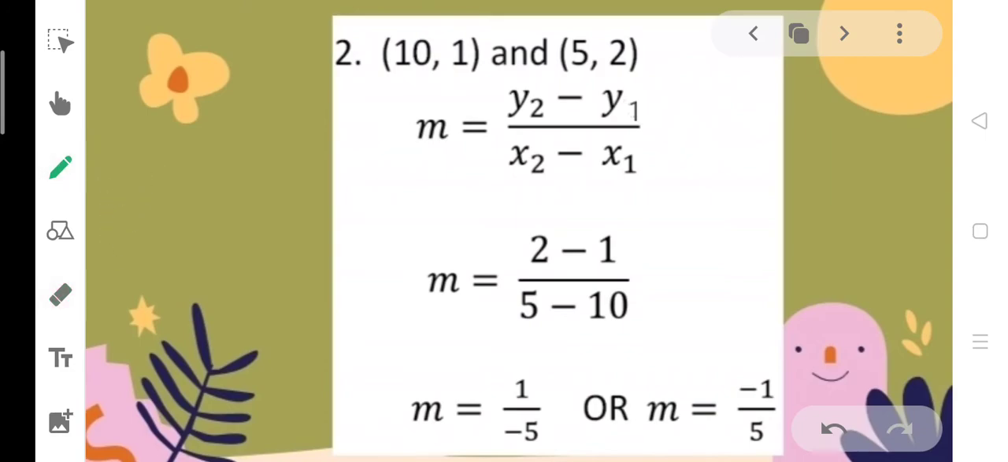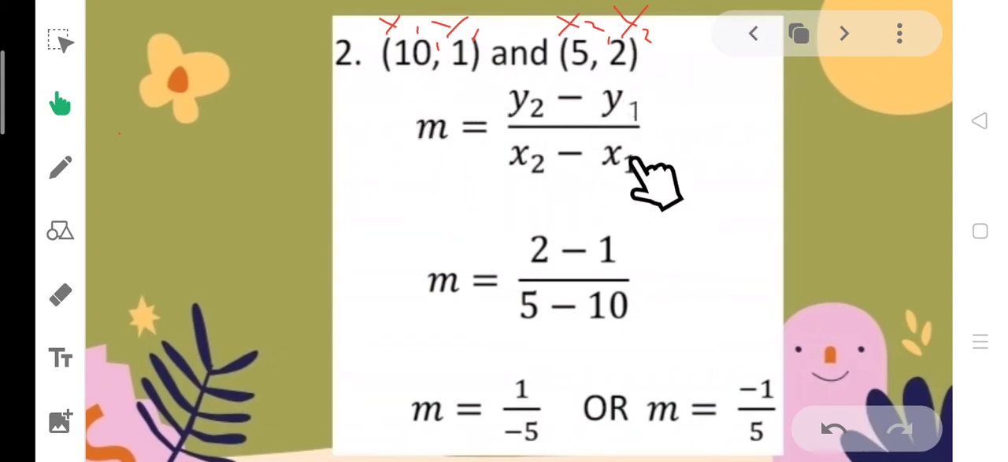Okay, so we have x sub 1, y sub 1, x sub 2, y sub 2. All right, so this is our x sub 1, y sub 1, x sub 2, y sub 2.